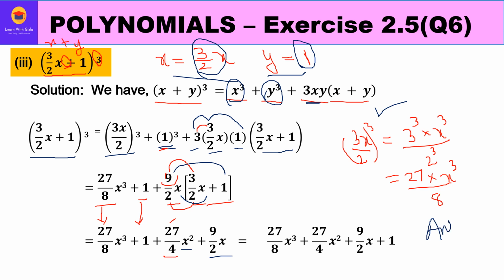Same thing, you can just write in standard form: 27 by 8x cube, 27 by 4x square, 9 by 2x and plus 1. This is the standard form of writing any cubic polynomial or any other polynomial, right? So we have used identity 6, x plus y whole cube, to solve this question, because a cube was there, a plus sign was there, so it matches with our identity 6, right?